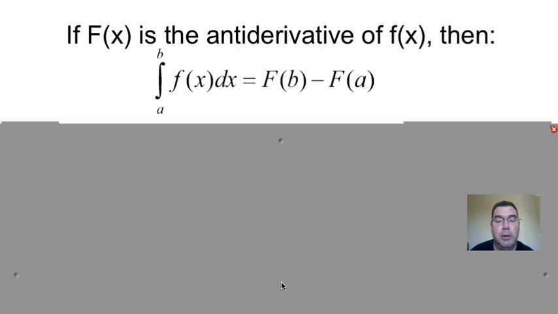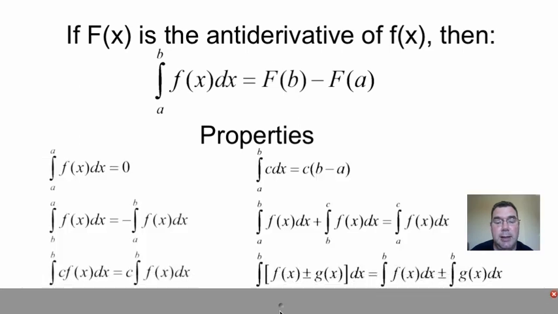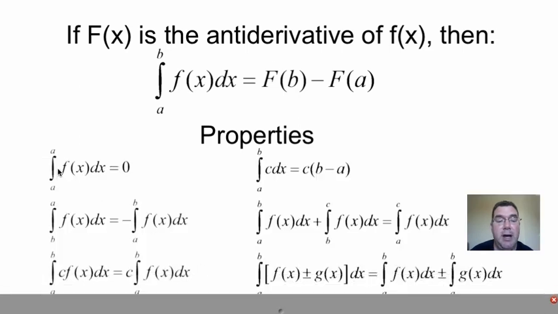So, there are some properties that we need to address. The first one is that if I am taking the area under the curve f of x from a to a, well, I'm not really going anywhere. I'm starting and stopping at the same x value, so the area there will be 0.